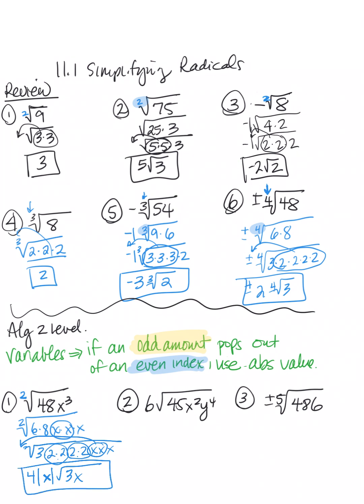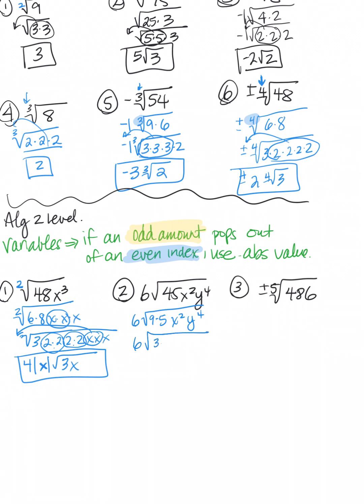Let's try the next one. So this one has a 6 out front. Great. All right. It has an index of 2, right? 45 is 9 times 5, x squared, y to the 4th. Now let's think about this.